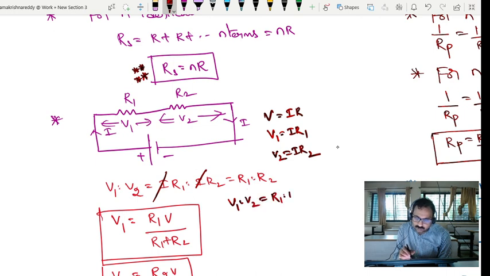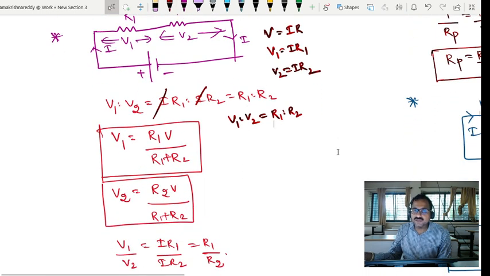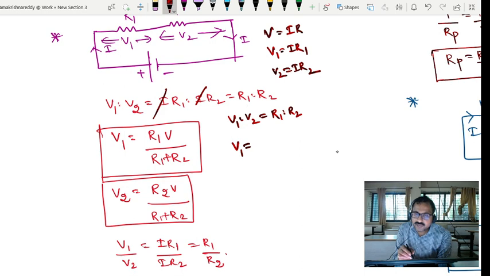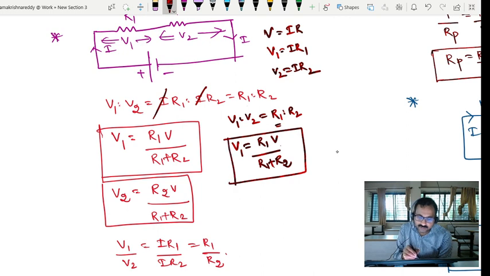So how can we calculate the potential drop across the first resistor? V1 is equal to the proportion of that resistance: R1 divided by the total parts, R1 plus R2, into the total voltage or potential difference, that is V. So that part is divided by the total parts, into the total voltage V. Same thing I wrote there.